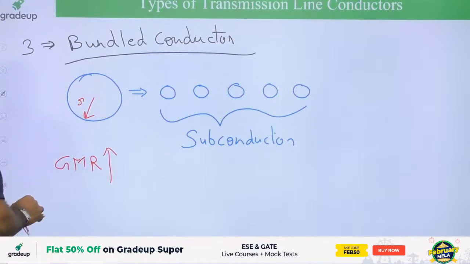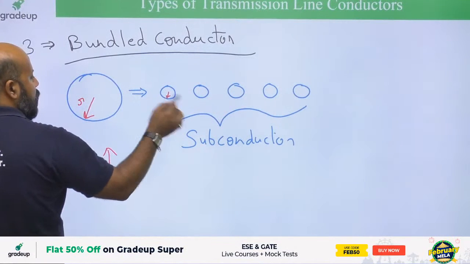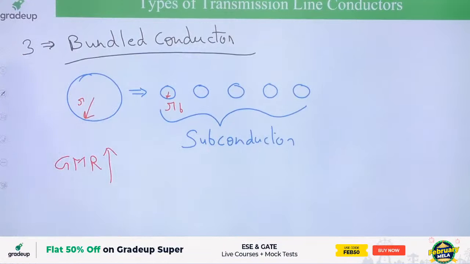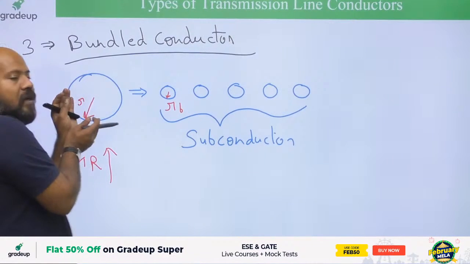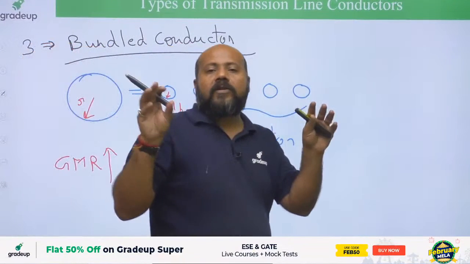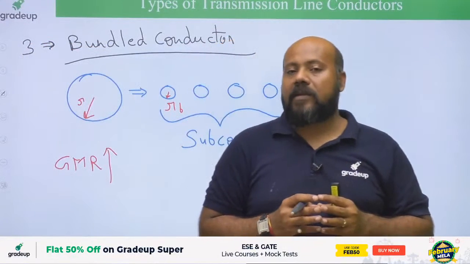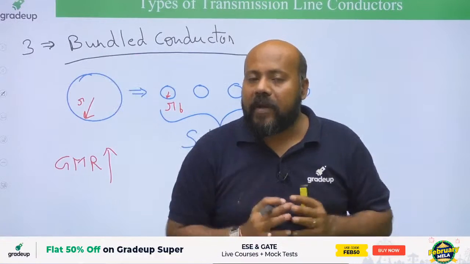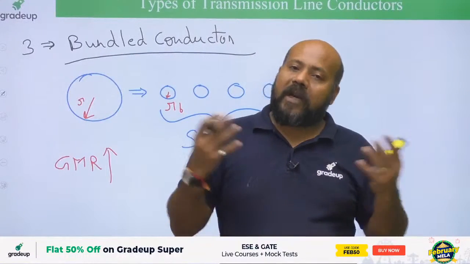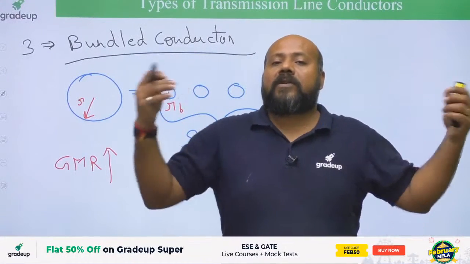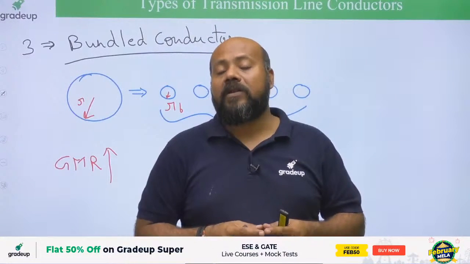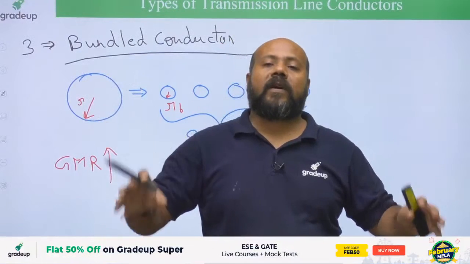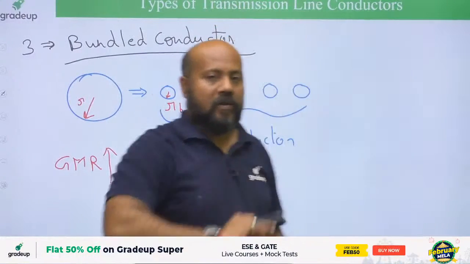Suppose the original conductor radius is R and the subconductor radius is Rb. Instead of using one single conductor, you are using smaller subconductors and giving them some spacing. So what is happening? Current is divided. Current divided means charge divided. Charge divided means charge density divided. Charge density divided means the electric field stress at the surface of the conductor is reduced.